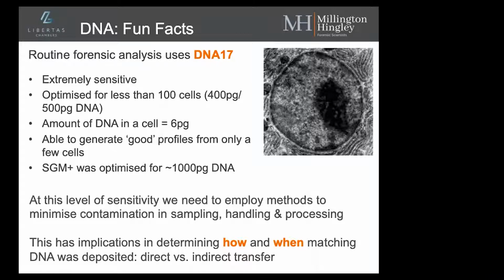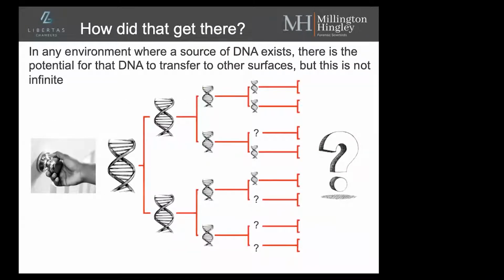And of course, that drives the questions around whether or not the DNA got there directly because someone handled an item, for example, or indirectly, which means it transferred there through some other intermediate. So if we ask how did that get there, I suppose the basis of this is that in any environment where there is a source of DNA, there's the potential for that DNA to transfer to other surfaces.